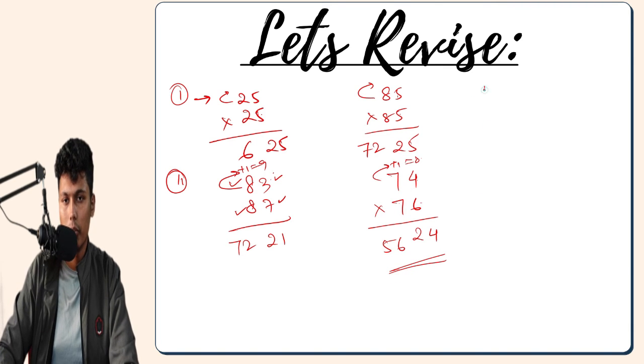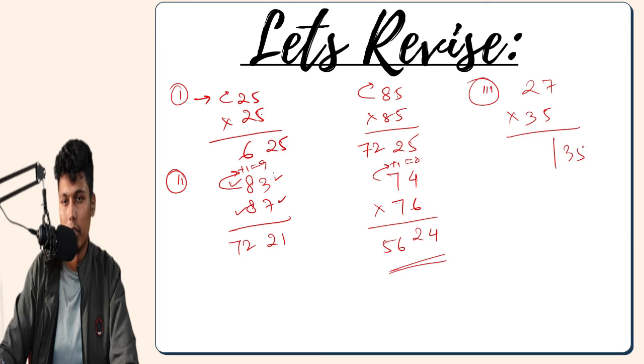Let us do the third one. The third one was multiplication of any number. So let us take any number like 27 into 35, like this, any number. So 7 times 5 is 35, write down. 5 times 2 is 10 plus 7 times 3 is 21, and 3 times 2 is 6.